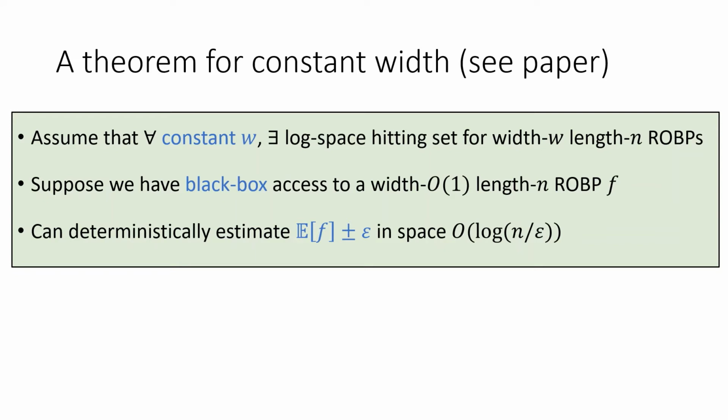The proof of this theorem actually uses totally different techniques than the algorithm I showed you earlier. This theorem is incomparable to our main result because, on the one hand, it gives a black box algorithm, which is better. But on the other hand, the space complexity of this algorithm has a poor dependence on the width of the branching program. That's why here I'm focusing on the constant width setting.